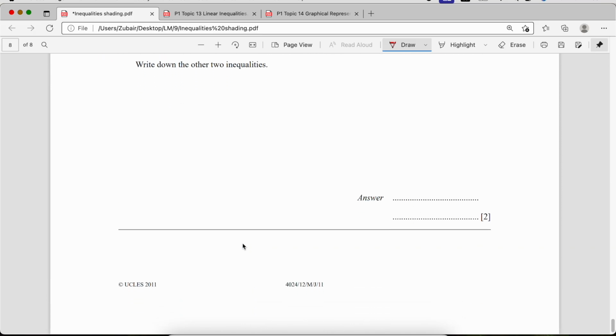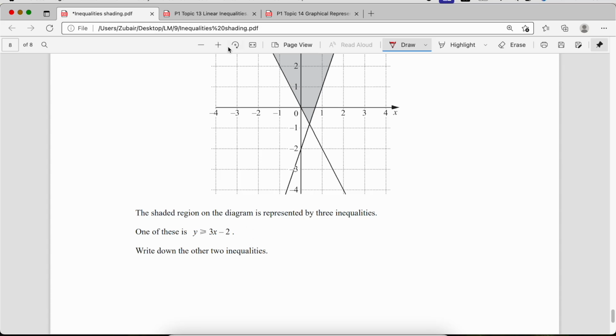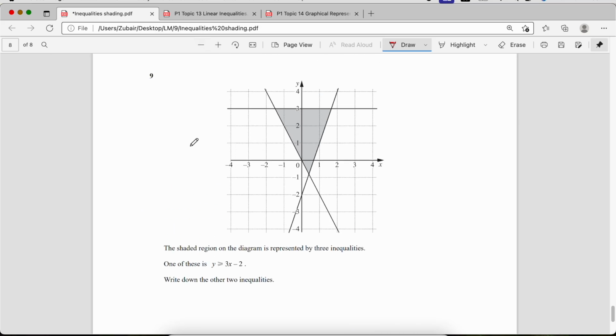This question is actually a repetition of question 1, but the wording is slightly different. The shaded region on the diagram is represented by three inequalities, one of which is already given, again y equals mx plus c. You can see the y-intercept is -2, so clearly this is -2 and this is the equation, and that's already given. So write down the other two inequalities.